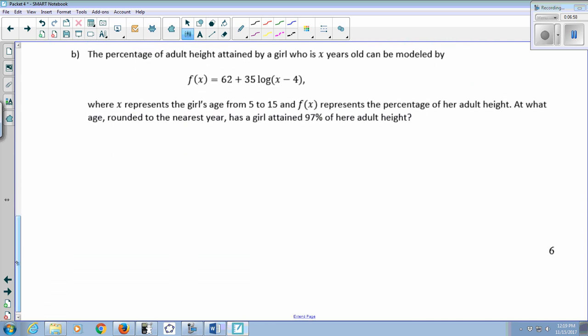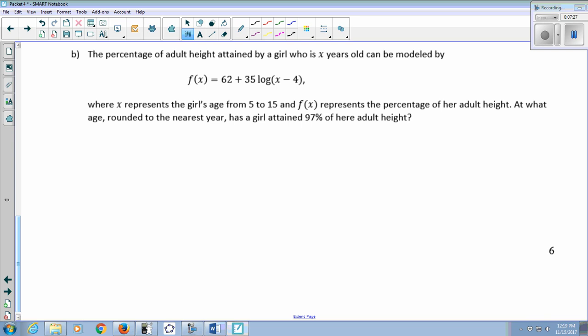All right, here's an application problem for a log equation. The percentage of adult height attained by a girl who is x years old can be modeled using this log equation. x represents the girl's age. You can plug in any age from 5 to 15. And f of x tells you the percentage of her adult height. So at what age, rounded to the nearest year, has a girl attained 97% of her adult height?